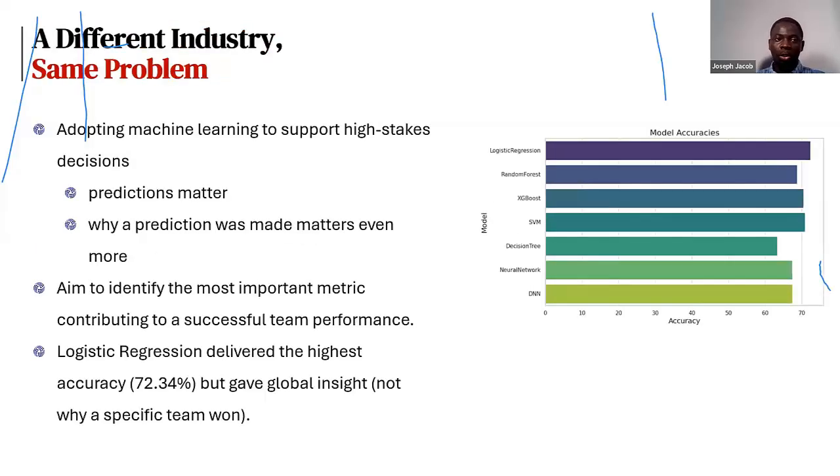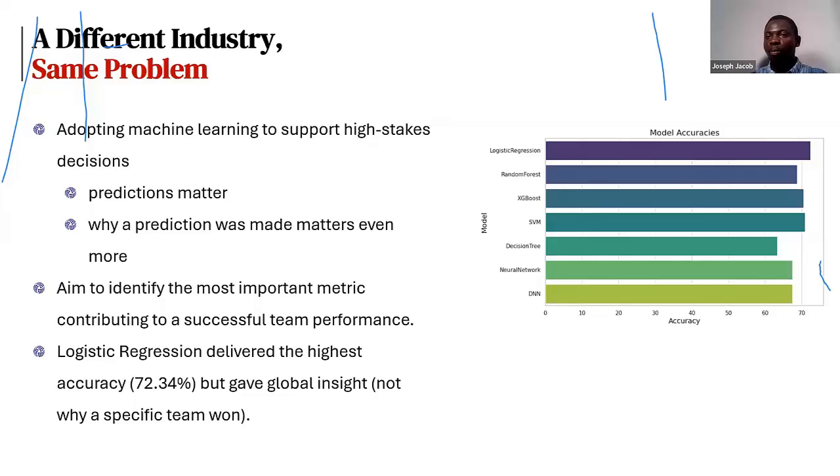This is in the football industry, which is a different industry, but has the same problem, which is explainability. The aim of our project was to identify the most important metrics contributing to football performance. So if a team is going to win a match, what are the major features that contribute to it? This kind of model is high-stake, which means predictions matter. You should be able to predict at a very high rate, and explainability also matters.